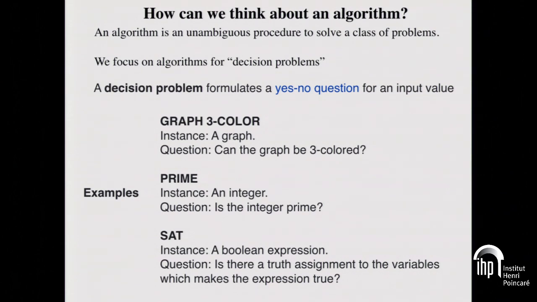Okay, the way we can think about it, so Turing machines are rather formal. Informally, an algorithm is just some problem that we can work through by some unambiguous procedure where we know exactly what to do at each step, and we wind up with an answer to our question.